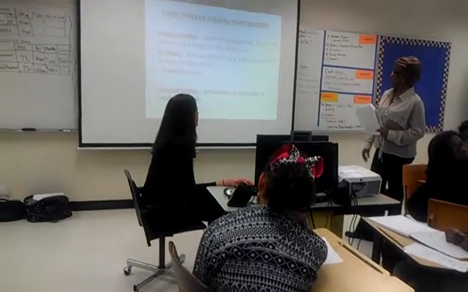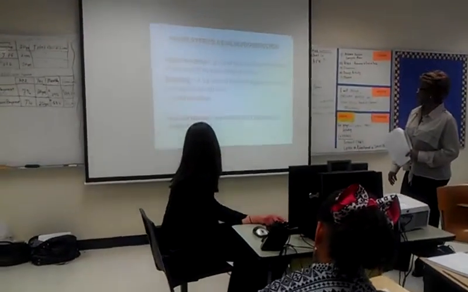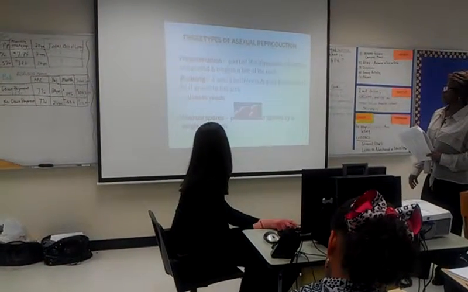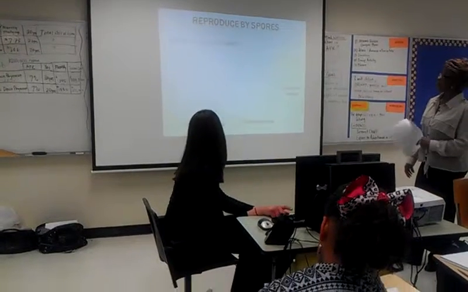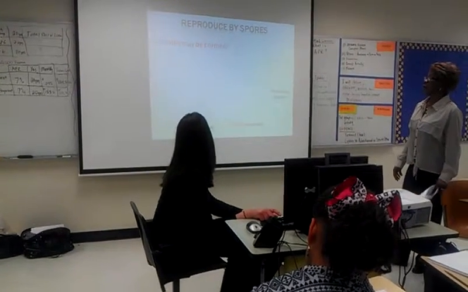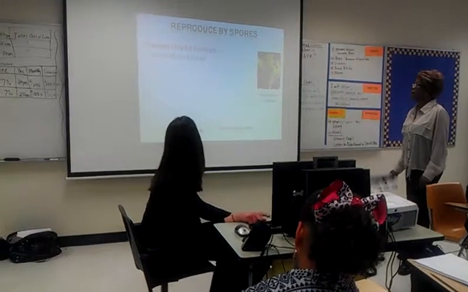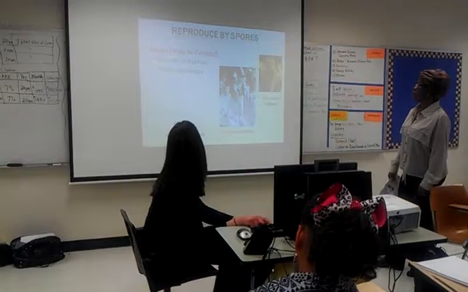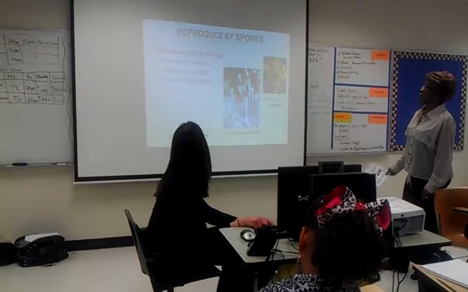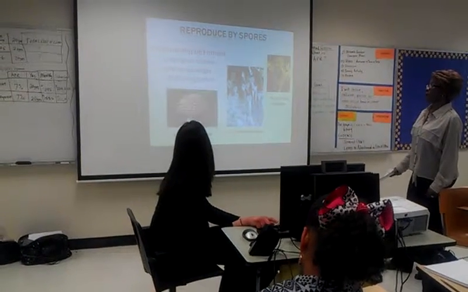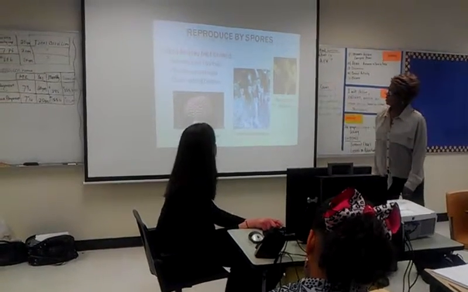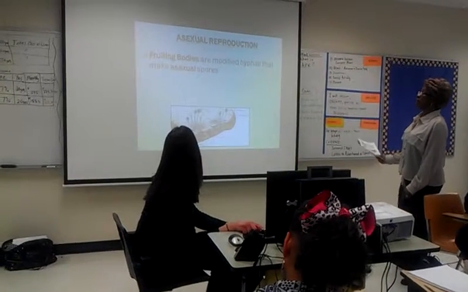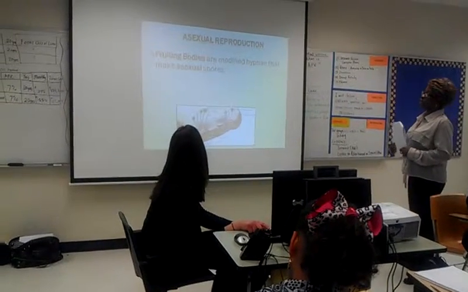Asexual spores: production of spores by a single mycelium. Spores may be formed directly on hyphae or inside a sporangium. On fruiting bodies also. Fruiting bodies are modified hyphae that make asexual spores.